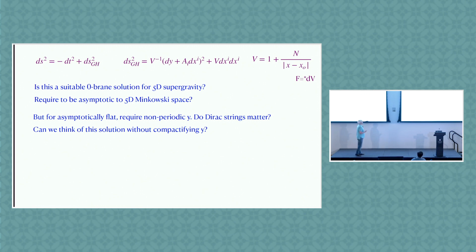So returning to these questions, if we wanted asymptotic 5-dimensional Minkowski space, we'd require a non-periodic y. We'd require y to be a non-compact coordinate. So we'd be forced to confront the Dirac strings and the question of whether they matter. So there's a question: can we really think about this solution without compactifying the coordinate y?